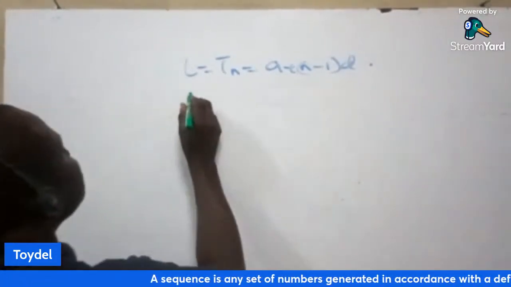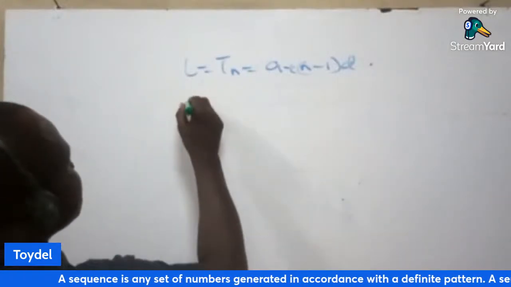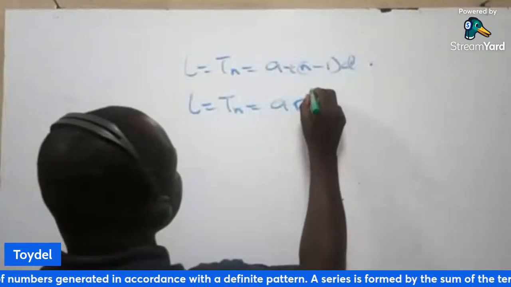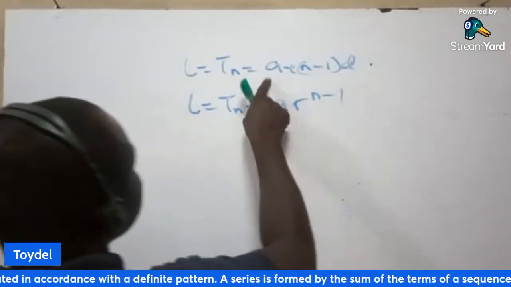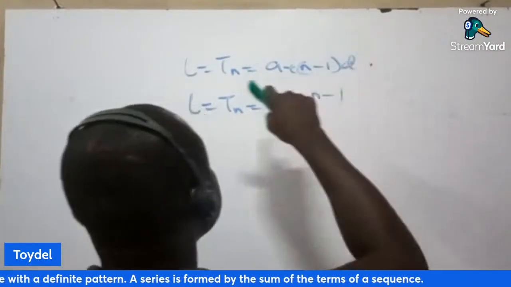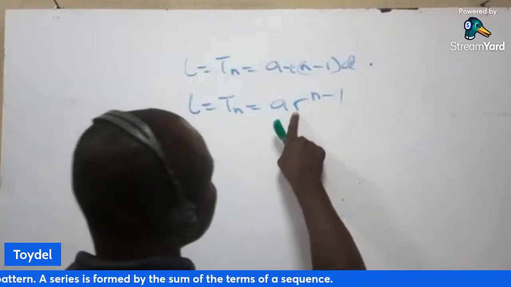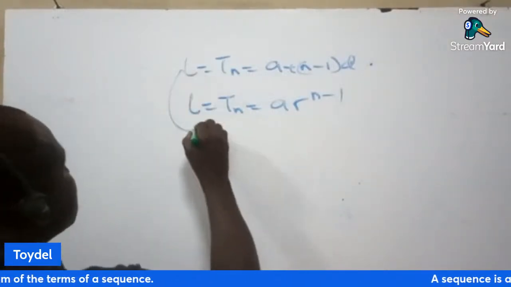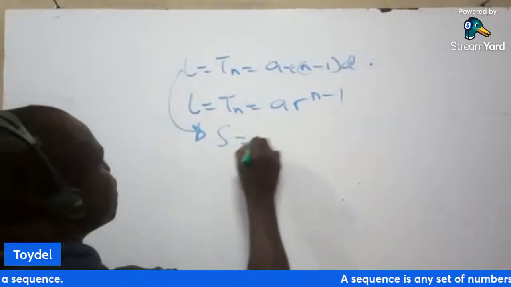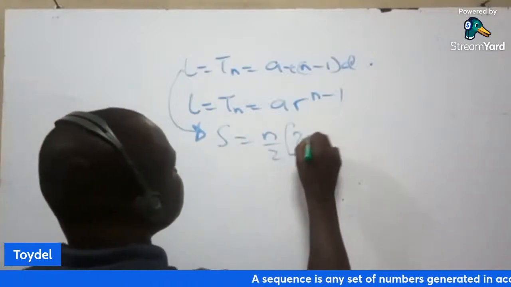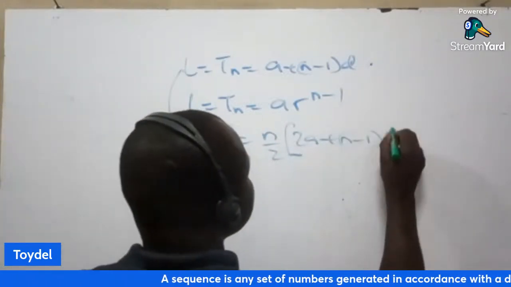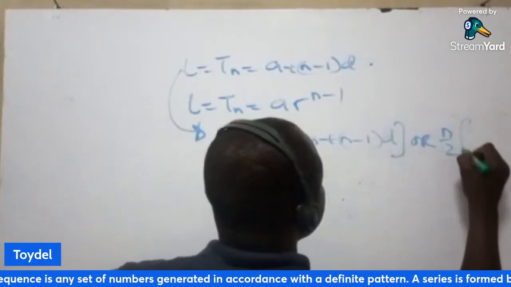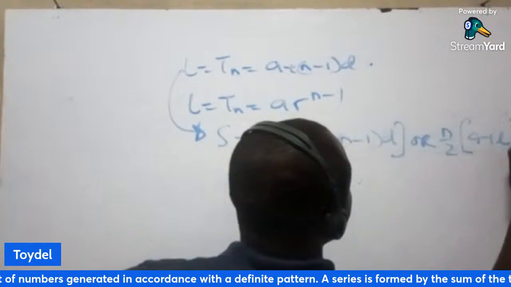Then geometric sequence or exponential sequence, we said the last term or the nth term is given as a into bracket r raised to n minus 1. In a linear sequence, we have common difference, but in an exponential sequence, we have common ratio. We also talk about the sum of a linear sequence. We said sum is equal to n all over 2 into bracket 2a plus n minus 1 d, or n all over 2 into bracket a plus l.